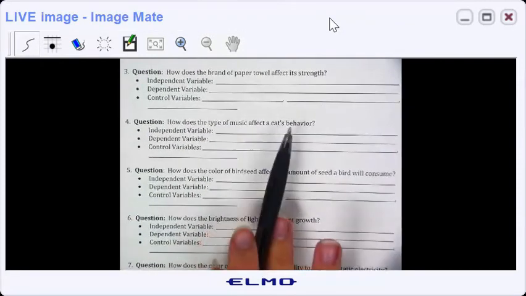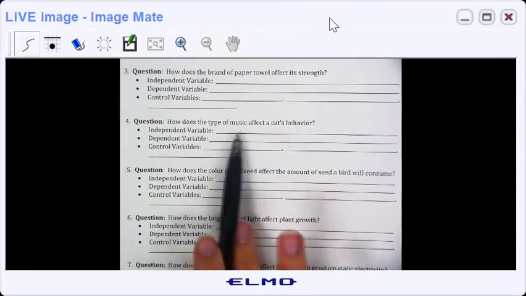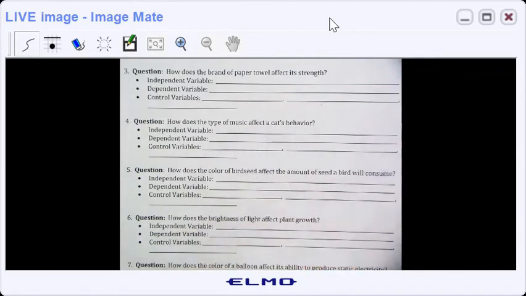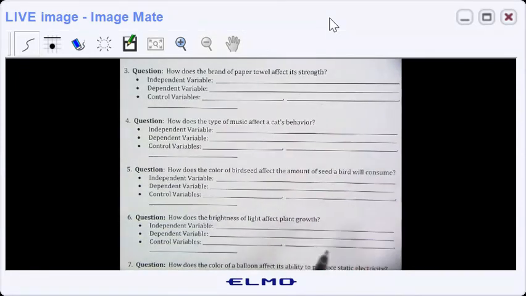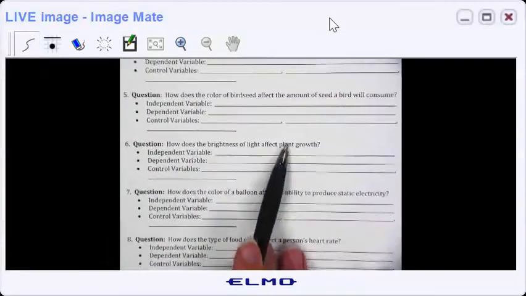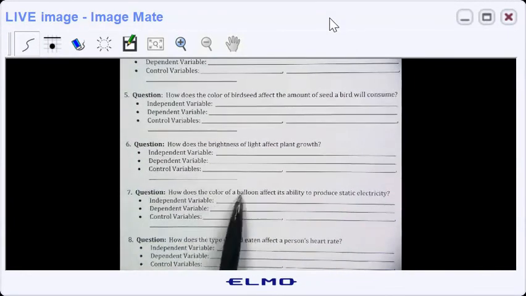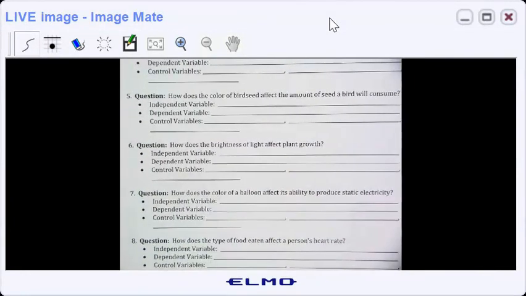For a type of music that affects a cat's behavior, just think about things that cats need. So we thought about what plants need. Think about what a cat might need. Same for birds. Think about what birds do, where they live, when they live. This one's about plants again, so we went through that one. For this one, think about balloons. Think about things that can change about a balloon besides the color. And I hope those tips helped you out.